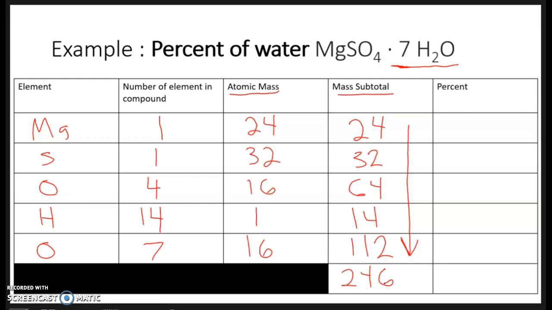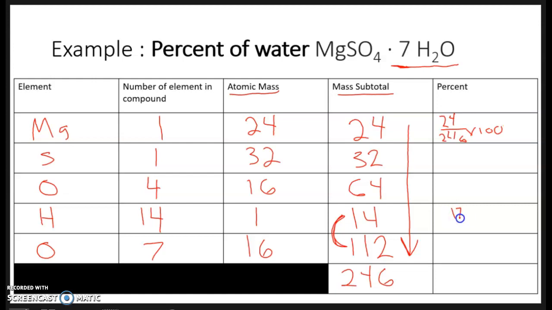Now that I have the total mass, let me add up the mass due to the water. Normally in this step, when we're doing the percent composition, you would say, all right, 24 divided by 246 times 100. But in this case, we don't have to do that because we're not looking for the percent of all of the elements. We're looking for the percent of just the water. So let's add up the 14 and the 112. We end up with 126.